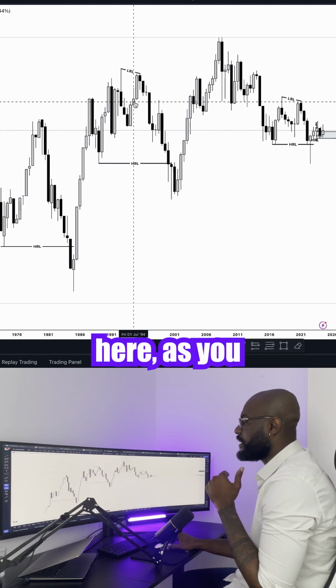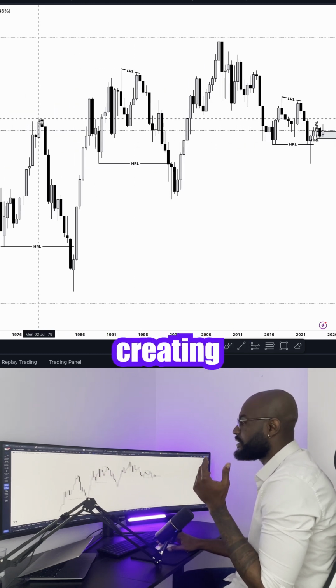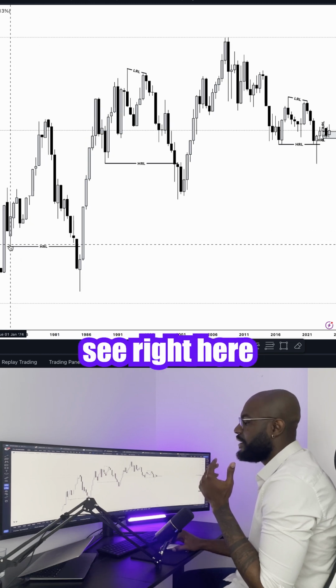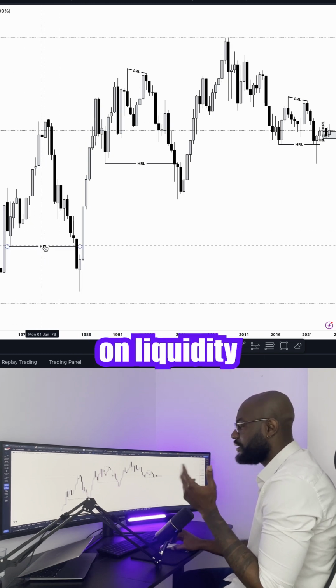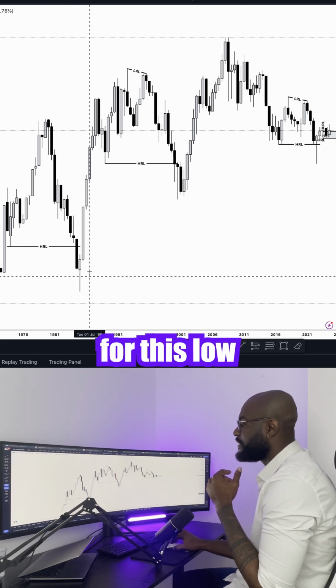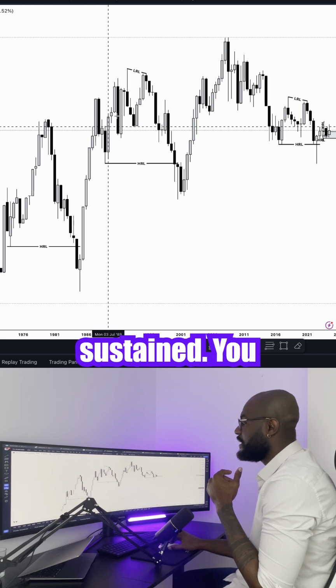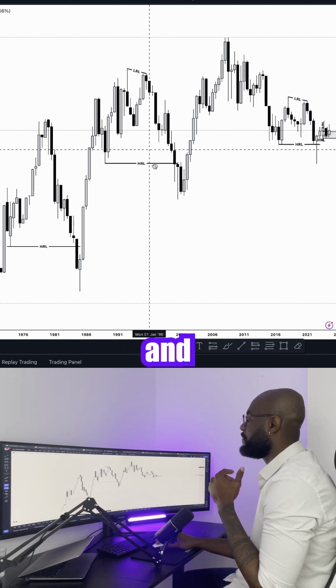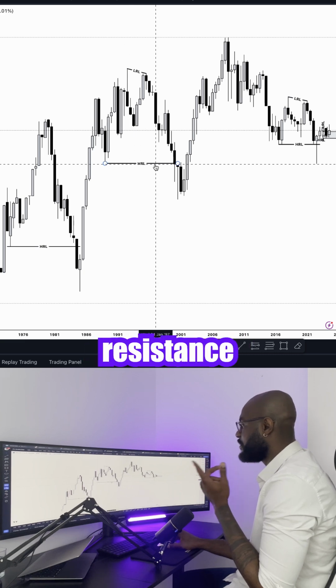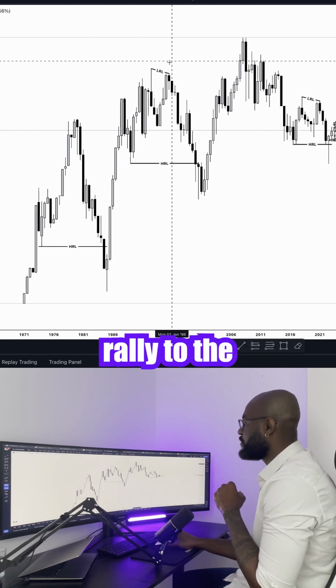And right here, as you can see, price is consistently creating higher highs and higher lows. After understanding that, the next thing you can see right here was an external run on liquidity, and it created high resistance liquidity. So I'm anticipating for this low to stay sustained. You can see we created a higher high and potentially we came down, took liquidity here, created another high resistance liquidity, and then we rallied to the upside.